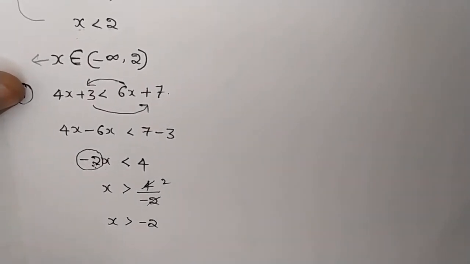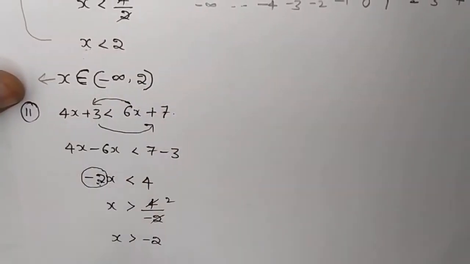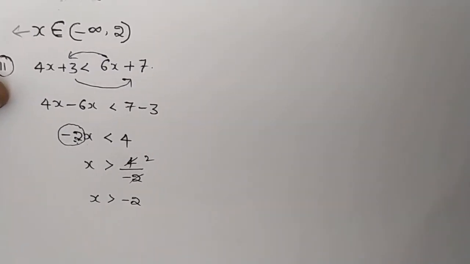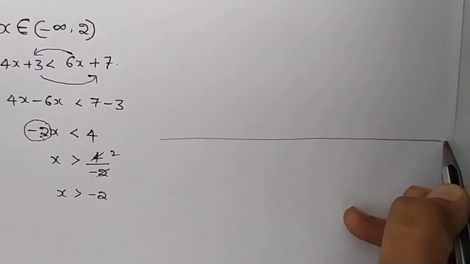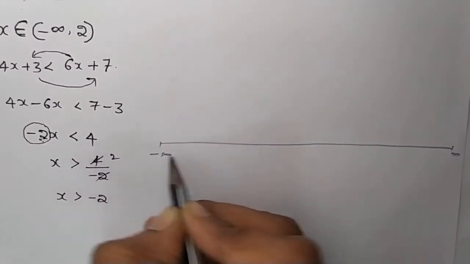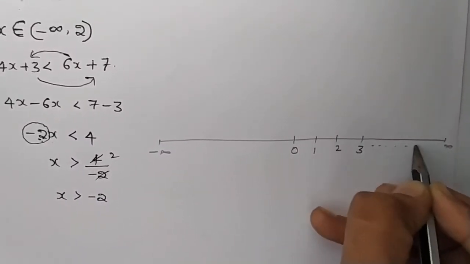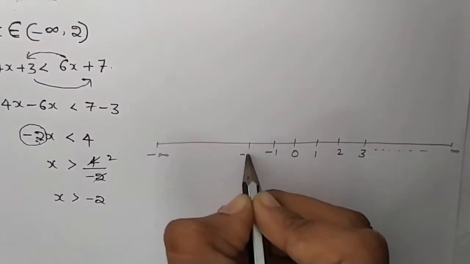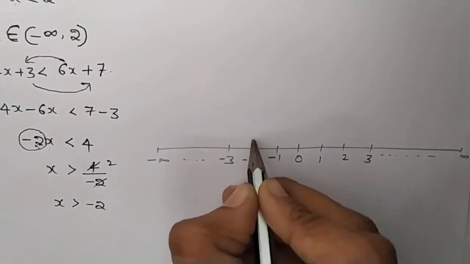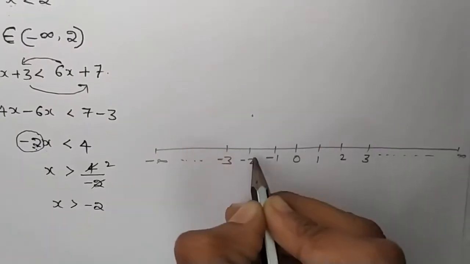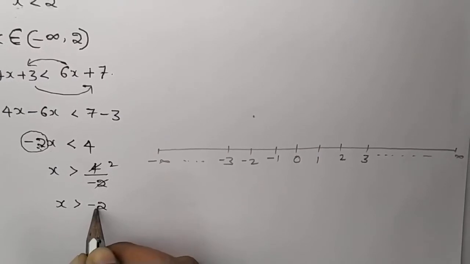You just see the first one, x less than 2. The solution set will be minus infinity to plus 2. What about x greater than minus 2? You take one real line, from minus infinity to plus infinity, with 0, 1, 2, 3, 4, 5, 6 and so on, and minus 1, minus 2, minus 3, minus 4 and so on. Where will minus 2 come? This will be minus 2. We need the values of x greater than minus 2.